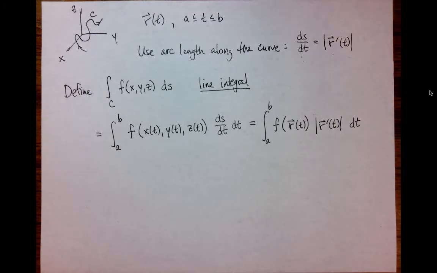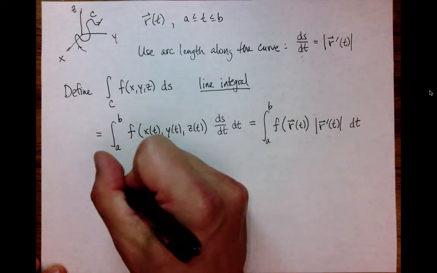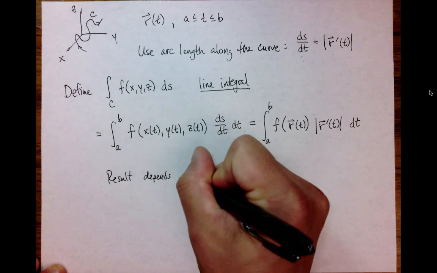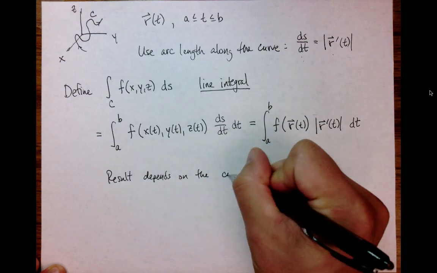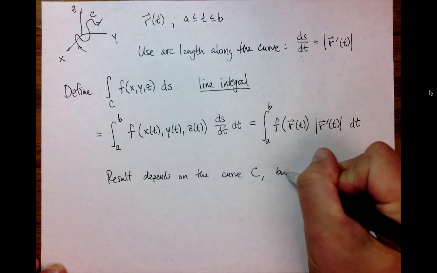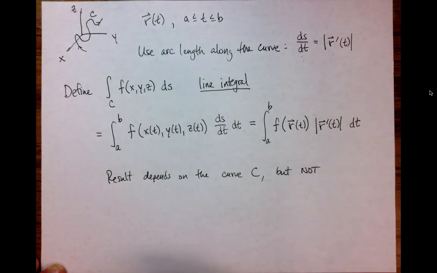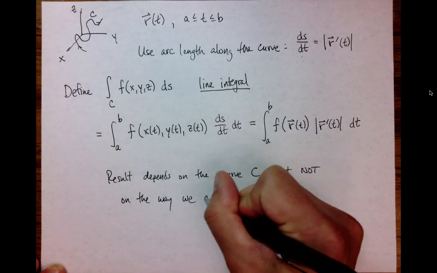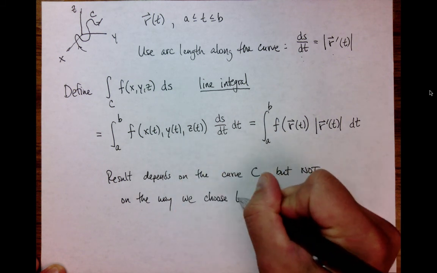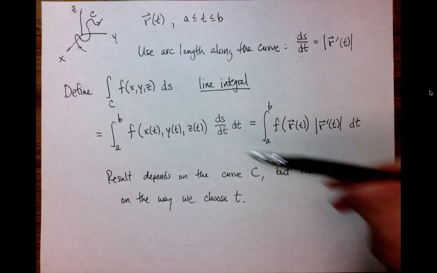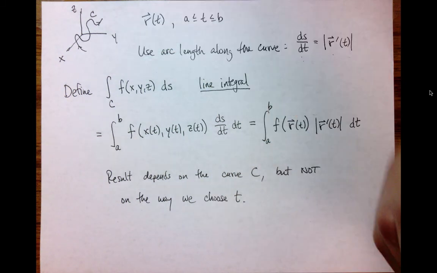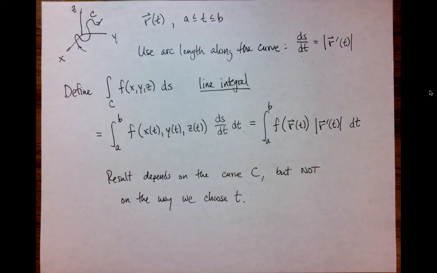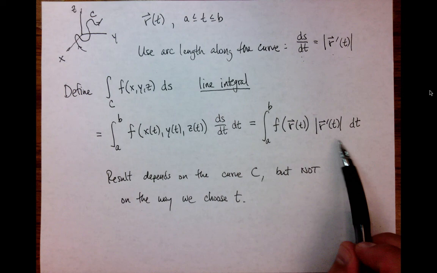Now the way we've done this, the result depends on the curve, but not on the way we choose t. So remember, if you think of t as being time, by walking along the curve at different speeds as we go, you could get different parameterizations of that curve, but they all give the exact same line integral when you use this formula.